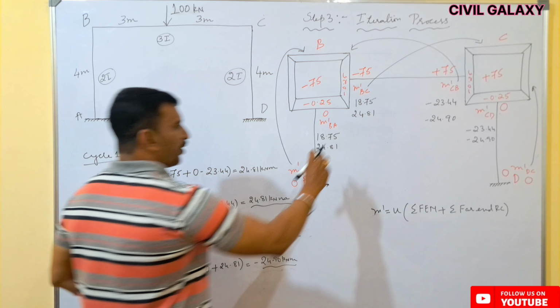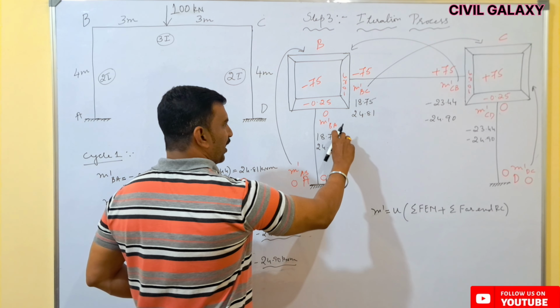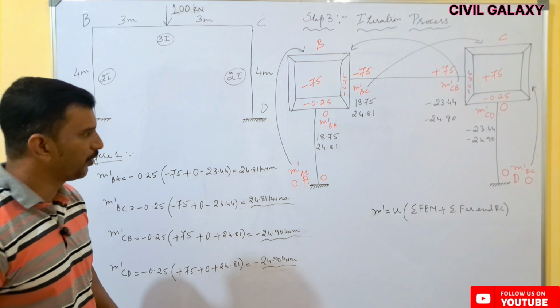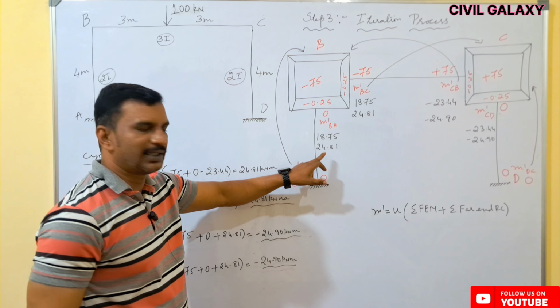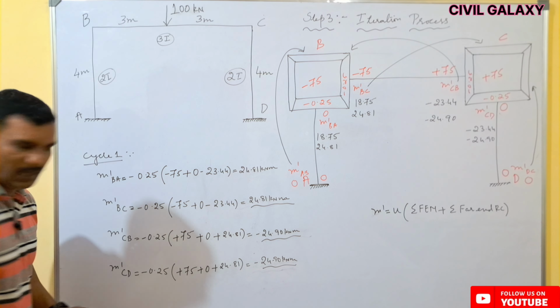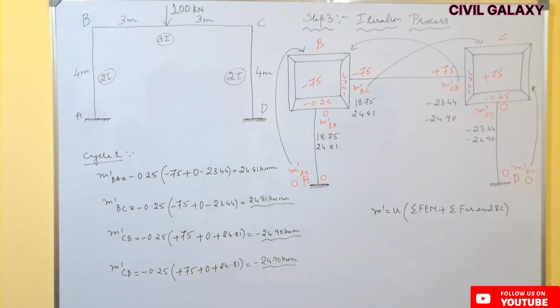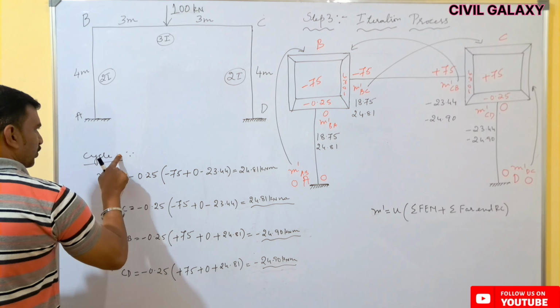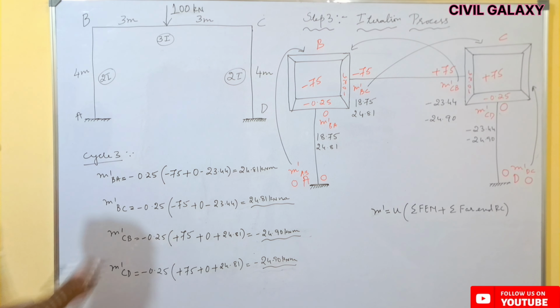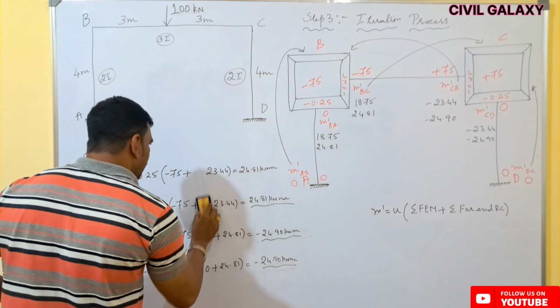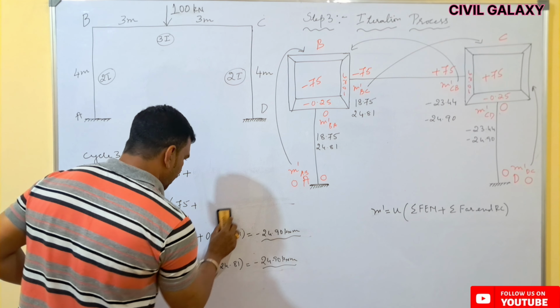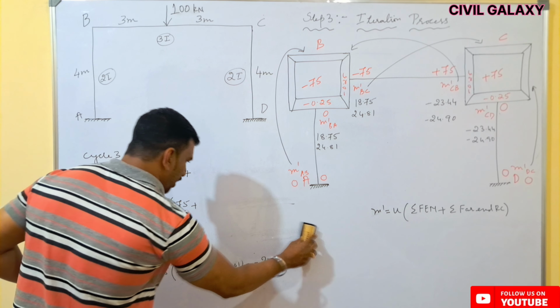See now if you observe over here, the values are not similar and the values are changing. So we have to go on continuing the iteration process until we are getting the similar values. So this was the second cycle. So now going for the third cycle. If you go for the third cycle, everything remains same except the far end rotation contributions.